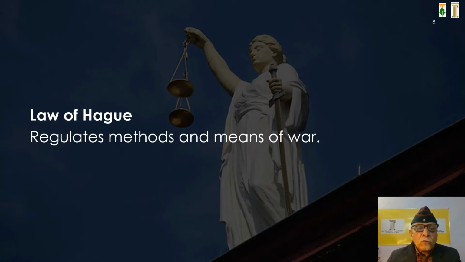There is also the law of Geneva and the law of Hague. Now, the law of Hague regulates methods and means of war. This talks about the new weapons, how much force can be used, what can be targeted, what is not to be targeted, and what precautions are to be taken. All these are included in the law of Hague.